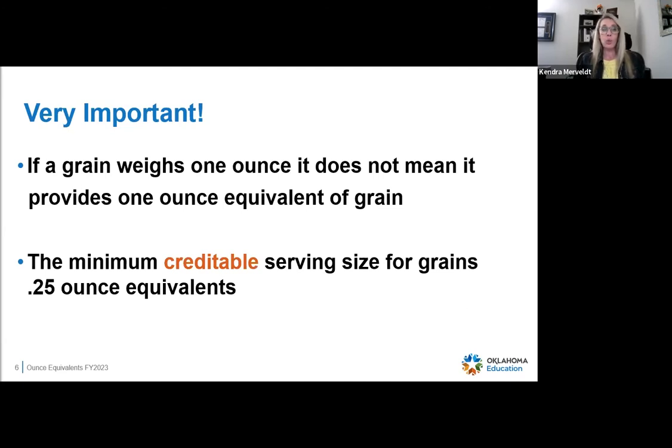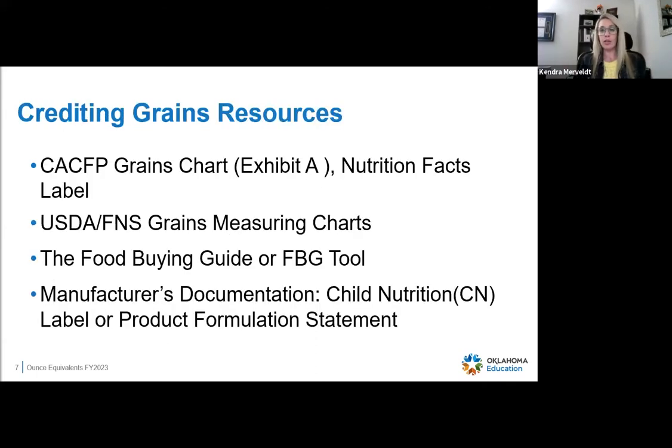Now, if a grain weighs 1 ounce, which is 28 grams, it does not mean that it automatically provides 1 ounce equivalent of grain. So that's kind of what we're going to show you. Something else is the minimum creditable serving size for grain is 0.25 ounce equivalent. That doesn't make a whole lot of sense to you right now, but it will here momentarily when we start getting into the thick of some of this stuff.